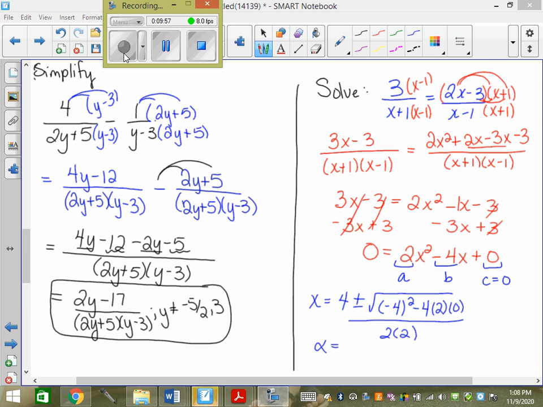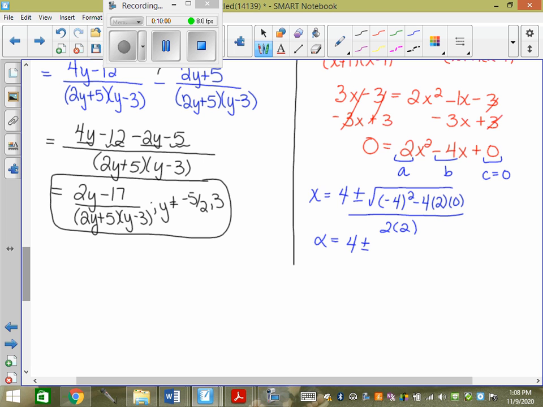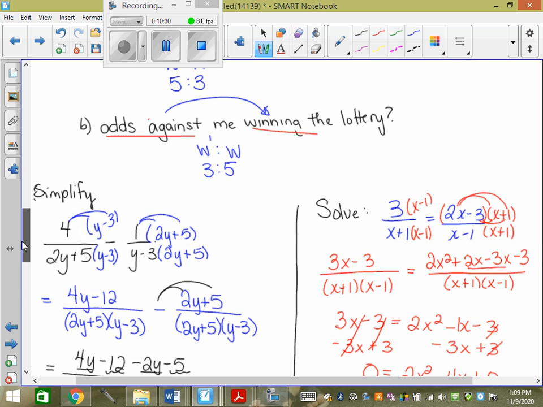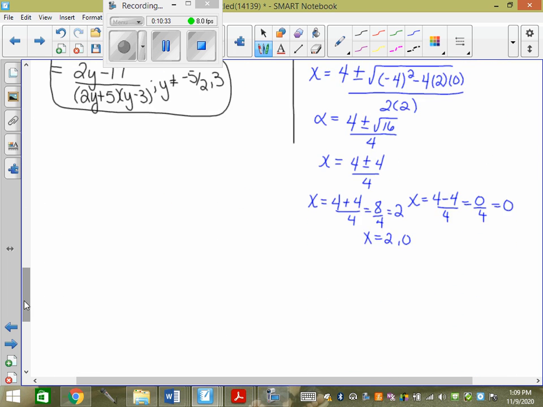So x equals 4 plus or minus root 16 over 4. X equals 4 plus or minus 4 over 4. So x equals 4 plus 4 over 4. It splits. X equals 4 minus 4 over 4, which is 8 over 4 or 2, which is 0 over 4 or 0. So x equals 2 and 0. Now, what do we have to make sure we do? State our non-permissible values behind it, which is 1 and negative 1, because we have to check and see if any of them are extraneous, right?